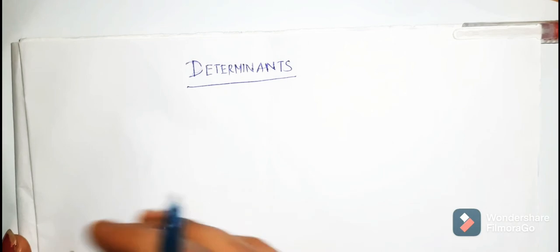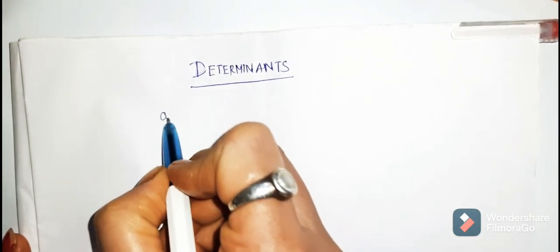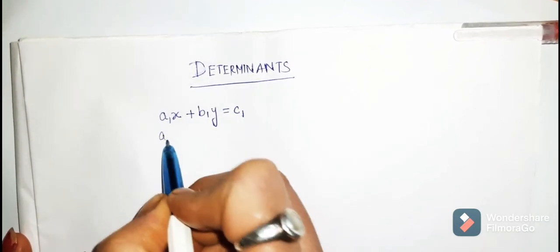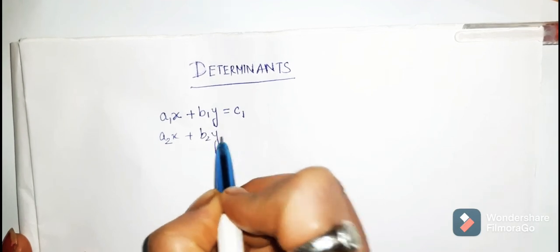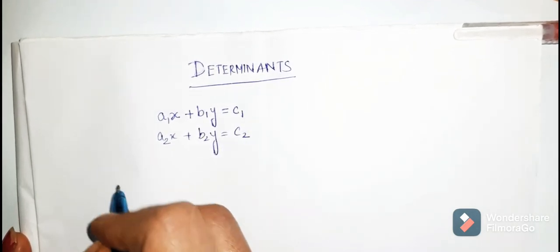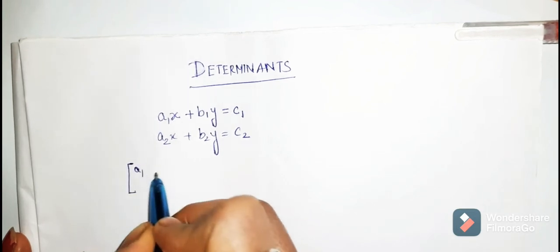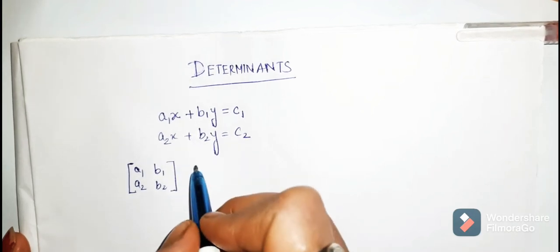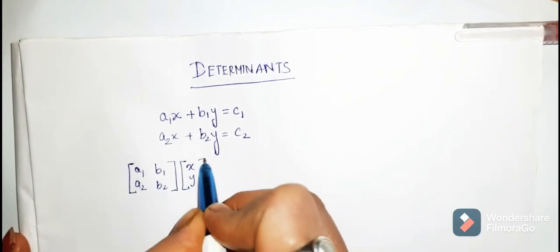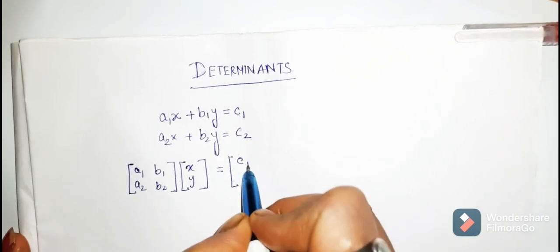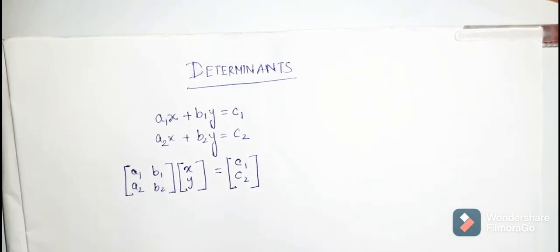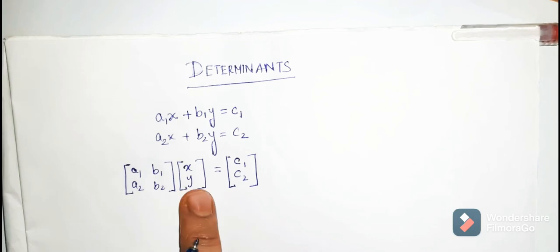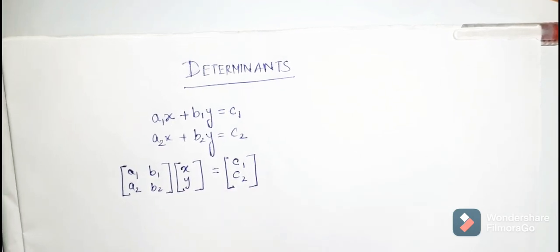Okay, suppose you have the equation a1x plus b1y equals c1, a2x plus b2y equals c2. So in matrix form it can be written as the matrix a1 a2 b1 b2, times x y, equals the constant terms c1 and c2. Here you have to multiply these two, then equate with this one, this is the equal sign.